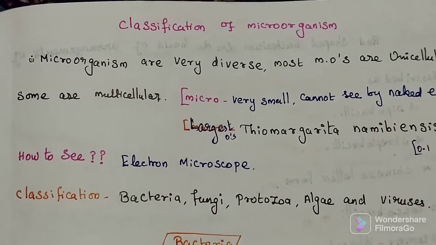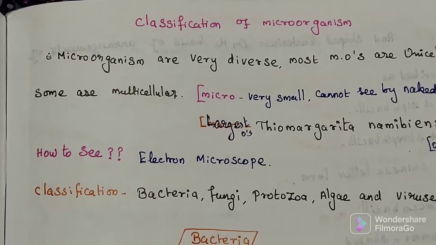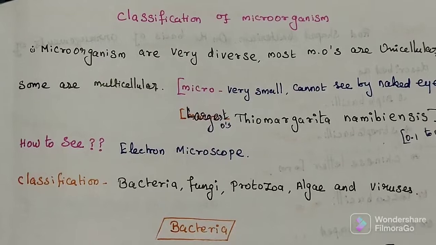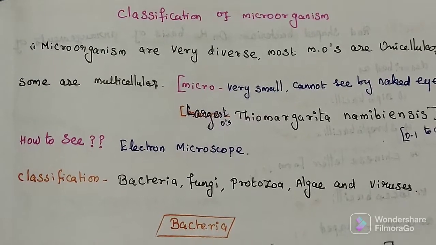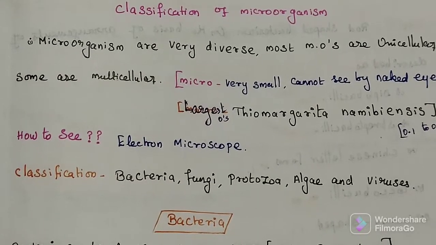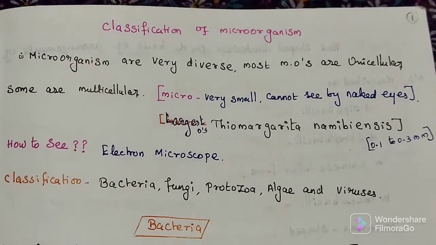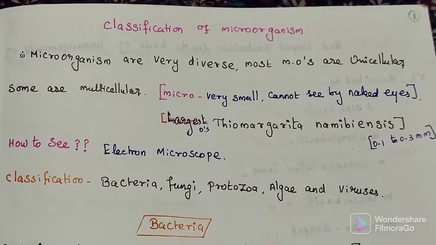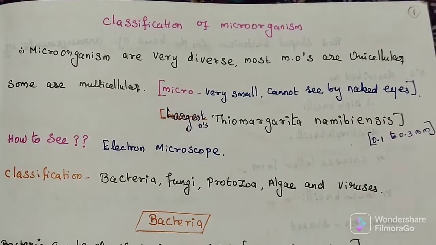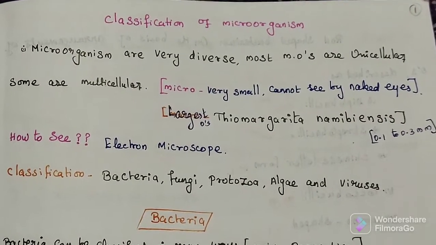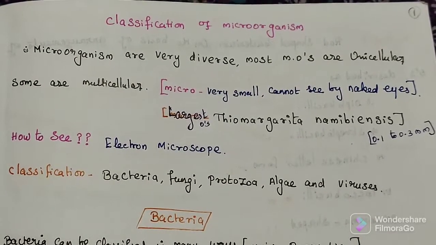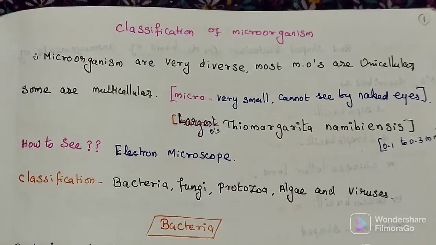Topic of discussion is classification of microorganisms. All organisms that are very small, microscopic in size, and cannot be seen with the naked eye are referred to as microorganisms. Microorganisms are visible under the microscope. Antony van Leeuwenhoek first observed microorganisms under the microscope. Microorganisms include bacteria, fungi, protozoa, algae, viruses, etc.